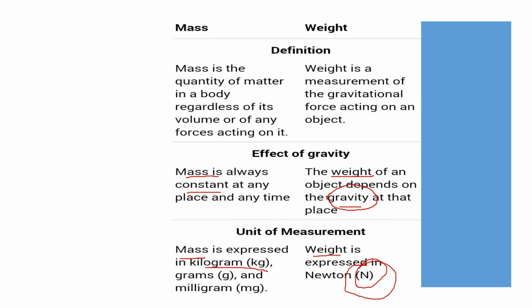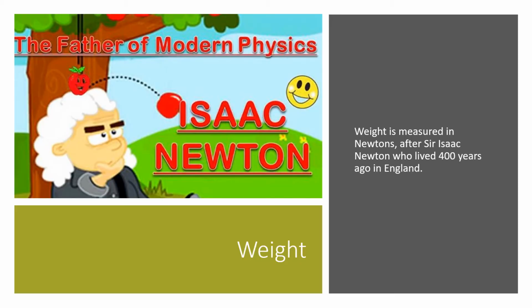Please remember this. Weight is measured in newtons. So why Newton? From where did Newton come? The unit of weight is actually named after Sir Isaac Newton. He is considered the father of modern physics, and he is the one who found out gravity. Therefore, in order to honor his name, we measure weight in newtons.